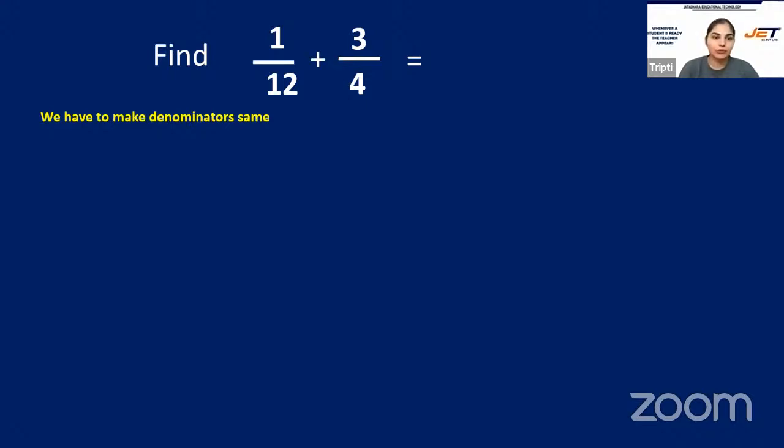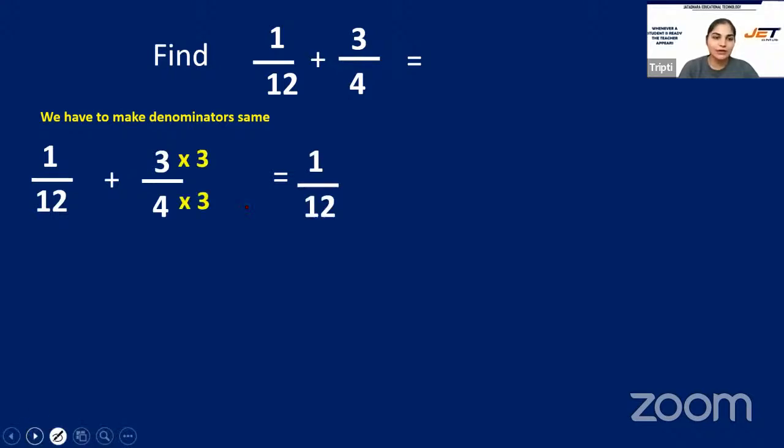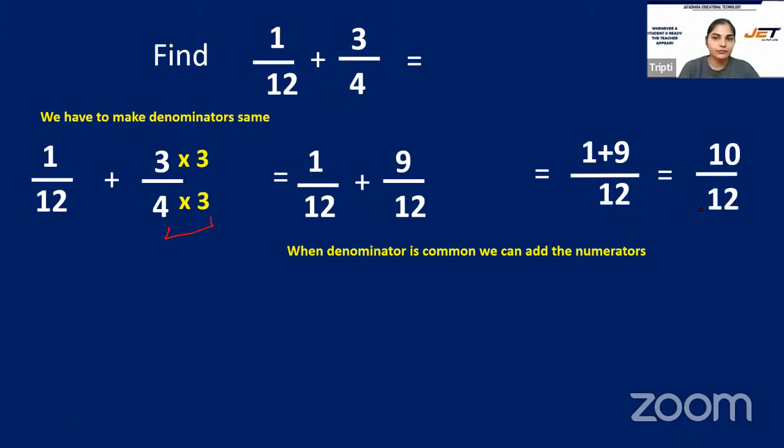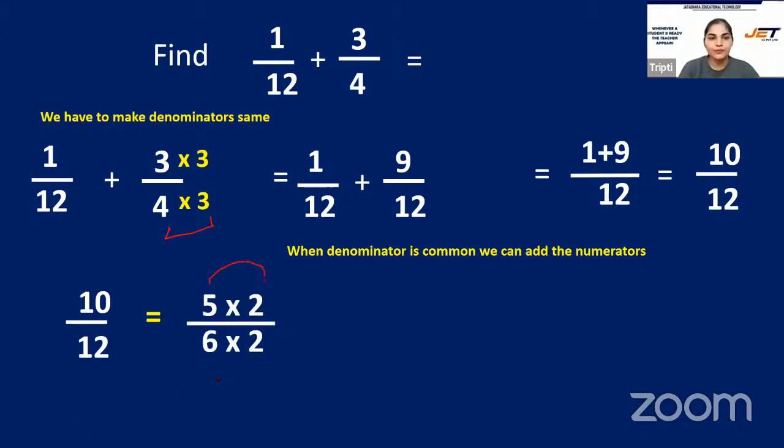1 by 12 plus 3 by 4. How to do it? Here, 1 by 12, I'll not multiply that because I know if I do 4 times 3, I'll get the denominator as 12. So no need to multiply 1 by 12. 1 by 12 plus 9 by 12 is 10 by 12. When the denominator is common, just add them. Now 10 by 12 can be further simplified. So I can write 10 as 5 times 2 and 12 as 6 times 2. 2, 2 cancel. 5 by 6 is what we have got. Okay? That's the answer.